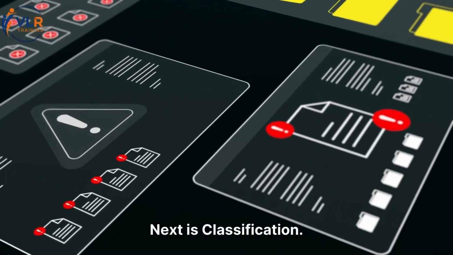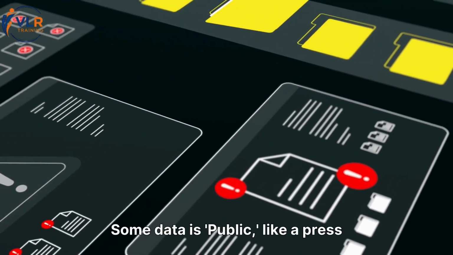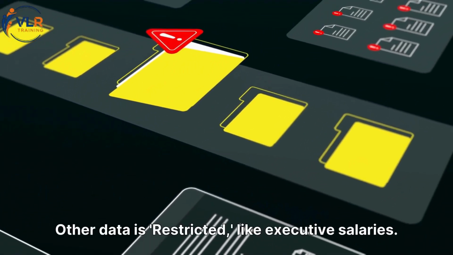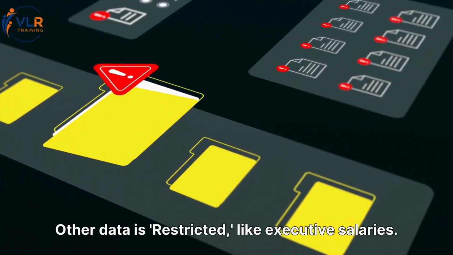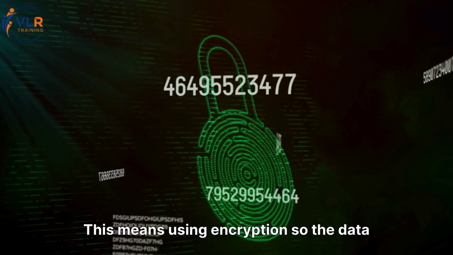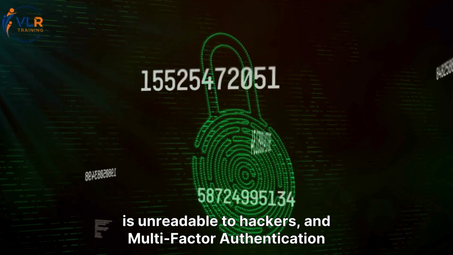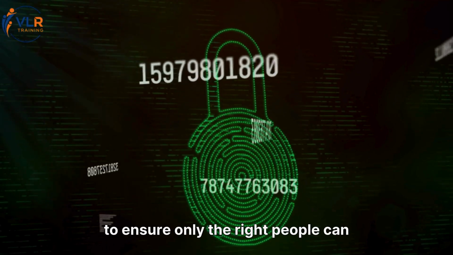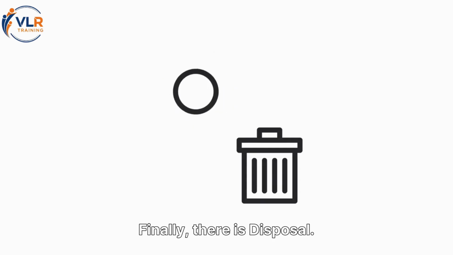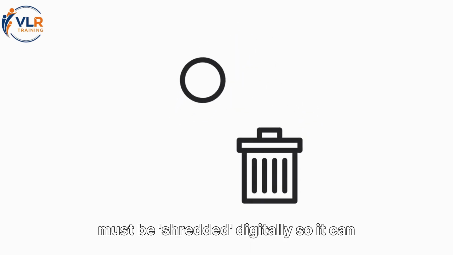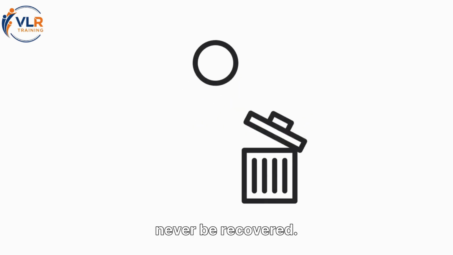Next is classification. We label the data. Some data is public, like a press release. Other data is restricted, like executive salaries. Once classified, we apply protection. This means using encryption so the data is unreadable to hackers and multi-factor authentication to ensure only the right people can see it. Finally, there is disposal. When data is no longer needed, it must be shredded digitally so it can never be recovered.